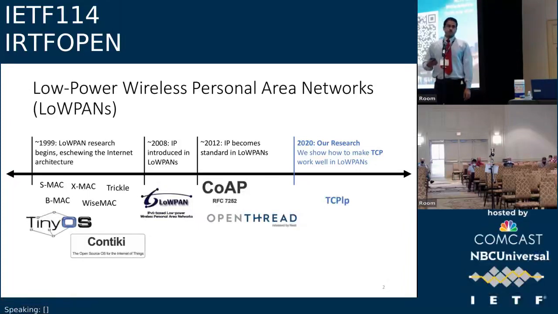And this allowed the researchers to nicely explore how to tackle the challenges of low-pans without being hindered by having to conform to an architecture. About a decade later, in 2008, IP, the Internet Protocol, was first introduced in the space, largely enabled by the 6LoWPAN adaptation layer standardized by the IETF.